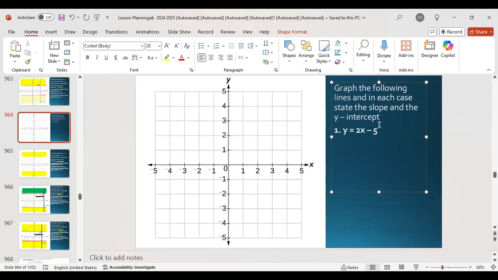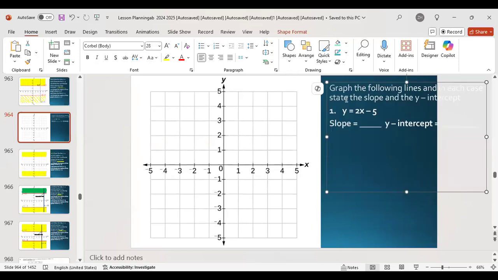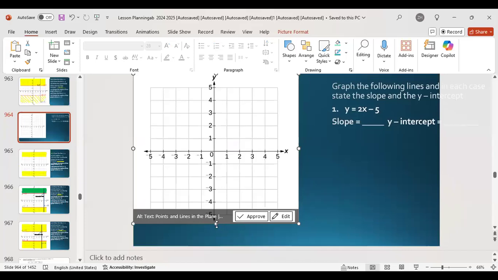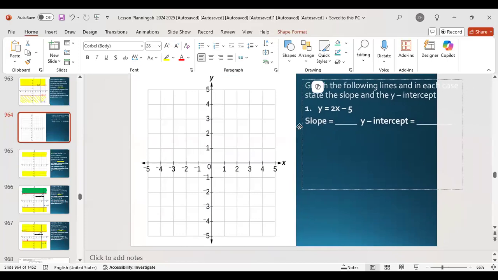Okay, now, so for this one, we want to state the slope. We also want to state the y-intercept. Okay, so state the slope and state the y-intercept. So the y-intercept of a graph is going to be the place where, maybe I should make this smaller. It's taking up so much space. Okay, there we go. And let's have more space for this one on the side.